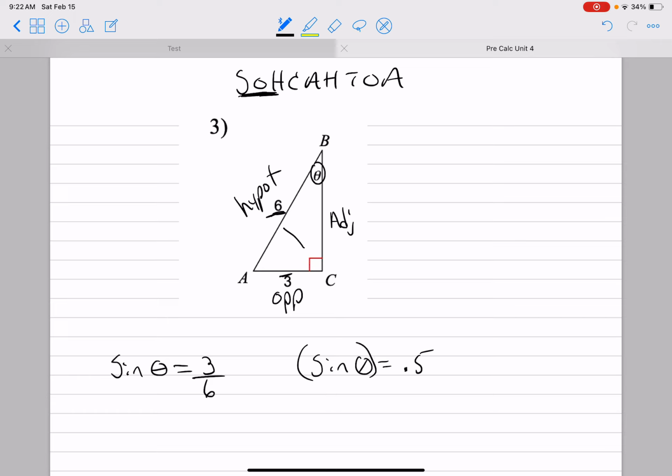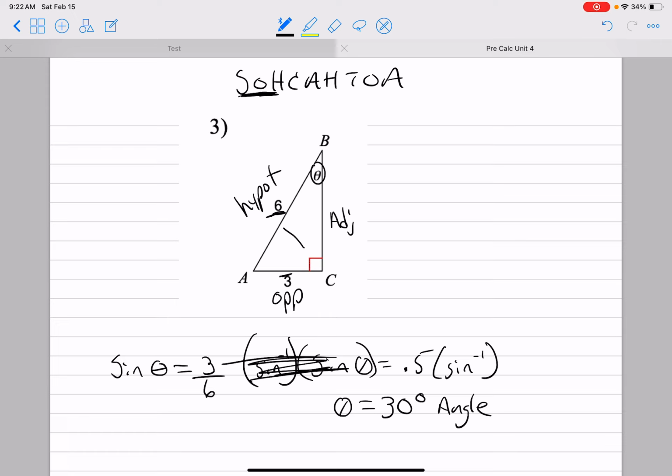Let's go ahead and arc sine this thing. Sine to the -1 on both sides. They cancel. I'm left with theta equals sine to the -1, arc sine of 0.5. 30. That is a 30-degree angle. Theta is a 30-degree angle.